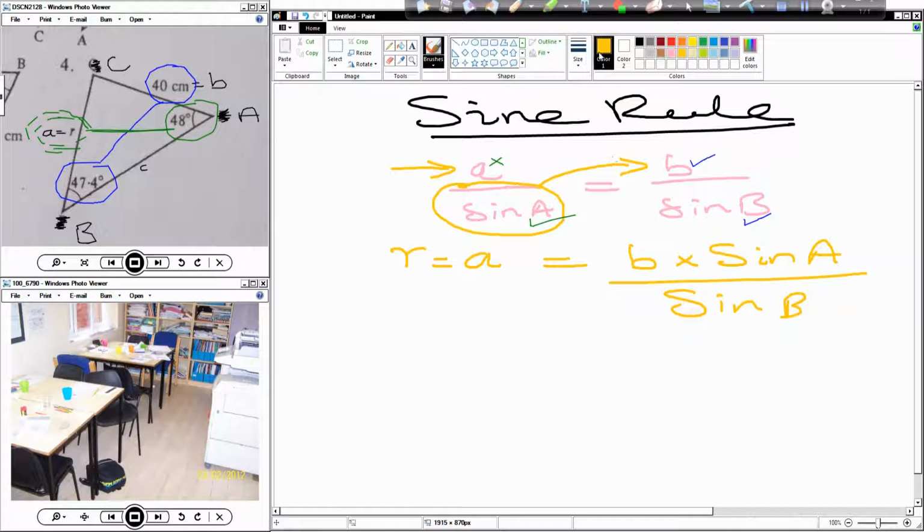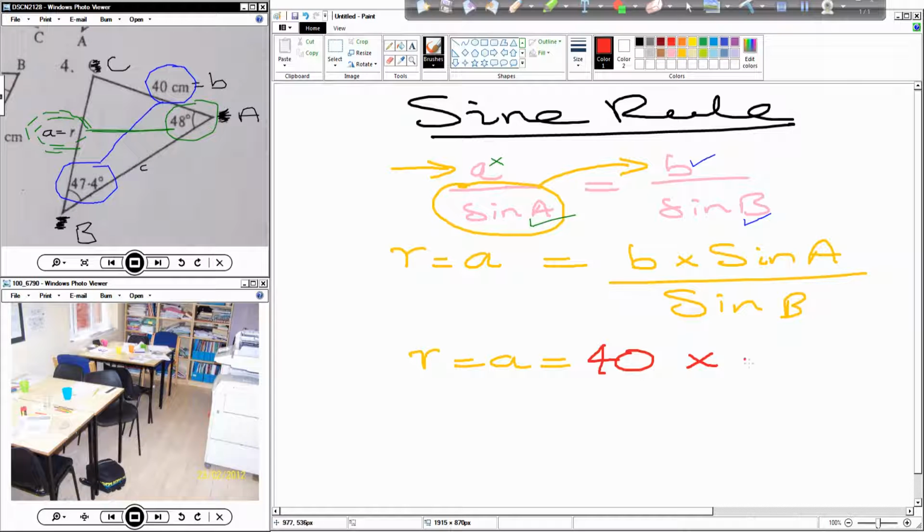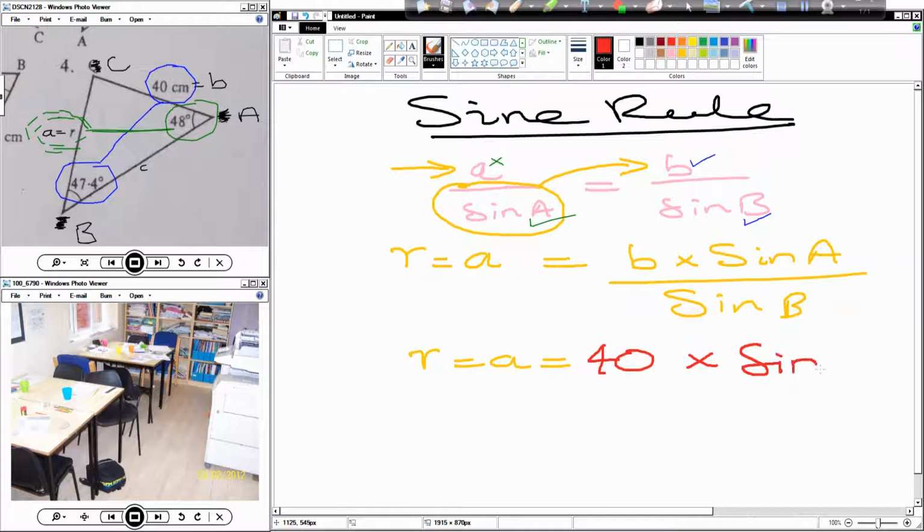Now what we need to do is put the values in. So R, what we're looking for, is equal to our a in the diagram, is equal to b. So let's put in b. What is little b? It's equal to 40. So little b is equal to 40, multiplied by the sine of A. What's the big A? 48. So you might get brackets in your calculation, that's okay as well. Divided by the sine of the big B. What's the big B? 47.4.